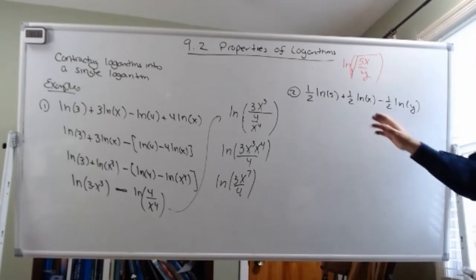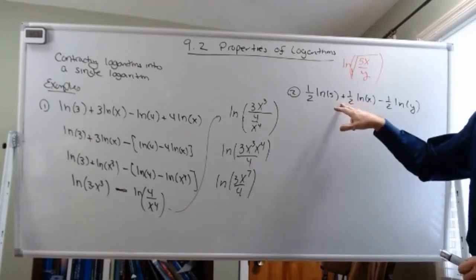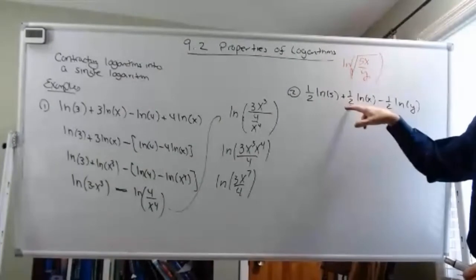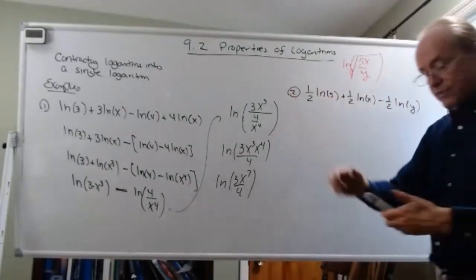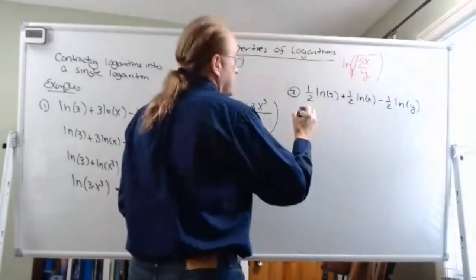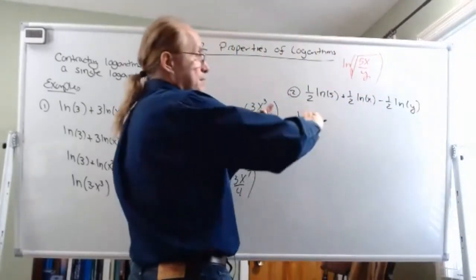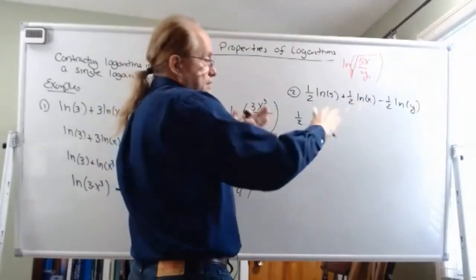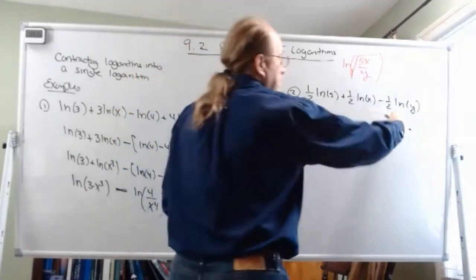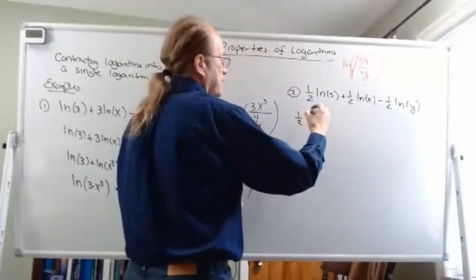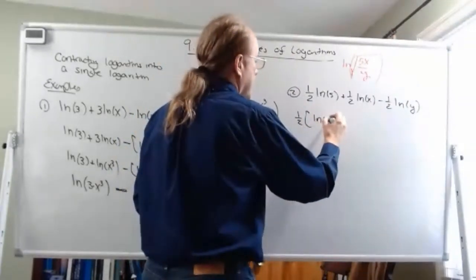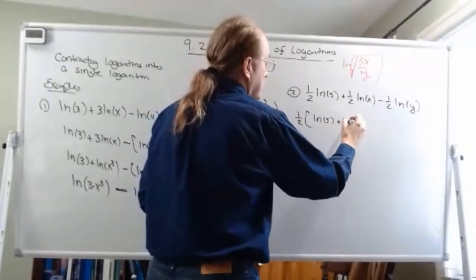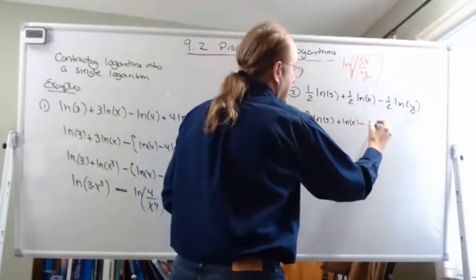Okay. What I can do is, when I see a sum over here, I know that's a product, but that can't happen with a coefficient out front. So I might factor out the 1/2. I could factor out the half from everything if I wanted to. Everyone has a half, so let's pull that out front. Like I said, there's many ways you can do this. I get the natural log of 5 plus the natural log of x minus the natural log of y.